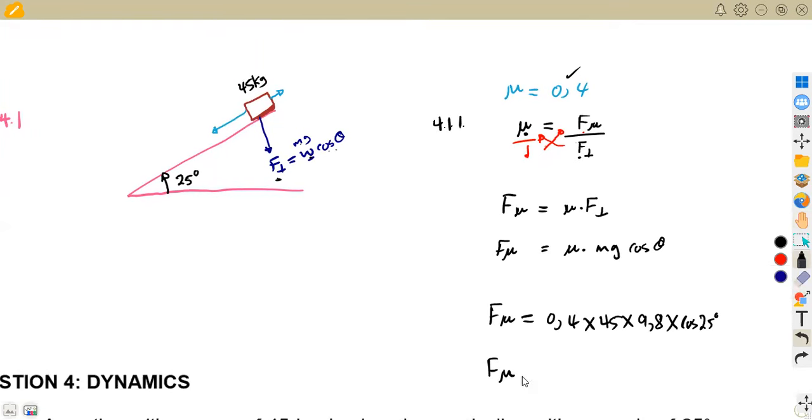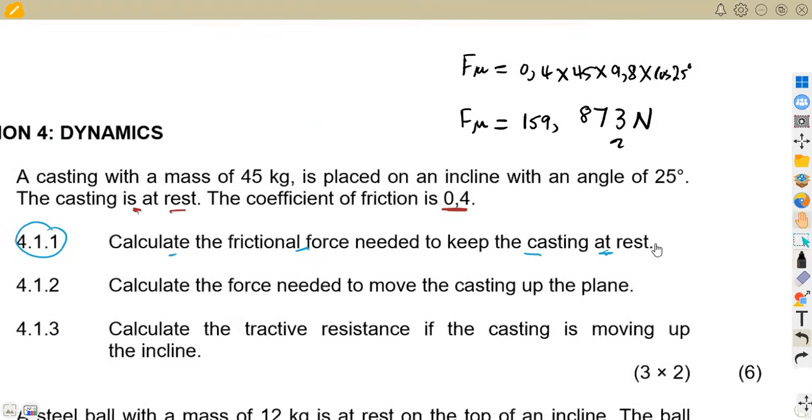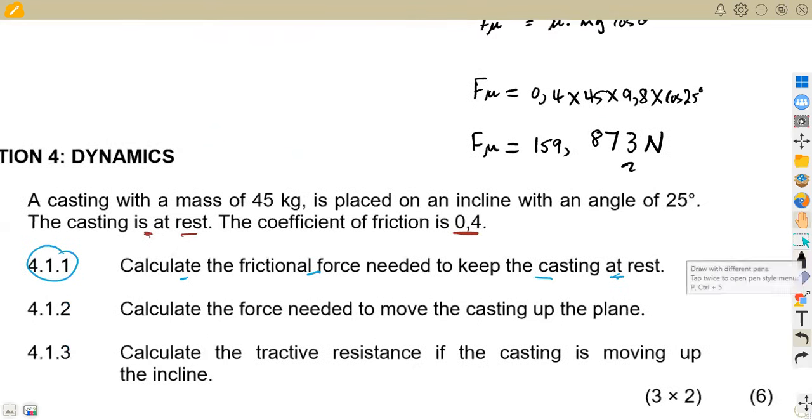So our frictional force, if we use our calculators properly, we are going to obtain 159.8726 and so on, so this is going to be 159.873. All right, so this force is measured in newtons in this case. That is a mixture of the units of measurement. That is actually 2 marks for that. So you just need to know your formulas and how to substitute into your formulas.